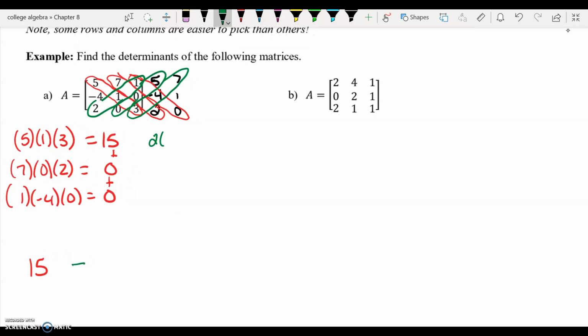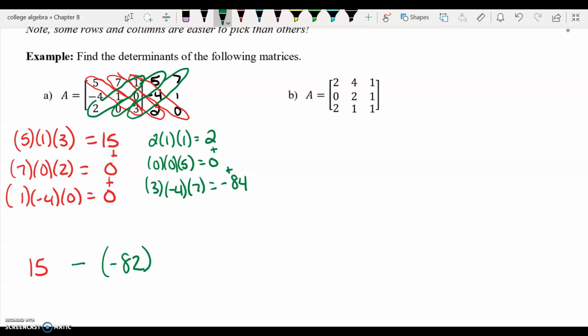So I'm going to do 2 times 1 times 1, 0 times 0 times 5, 3 times -4 times 7. And then you would add all these and you get -82, so that's 15 plus 82, so the determinant would be 97. I want you guys to try this one, and I'll put it in the video.